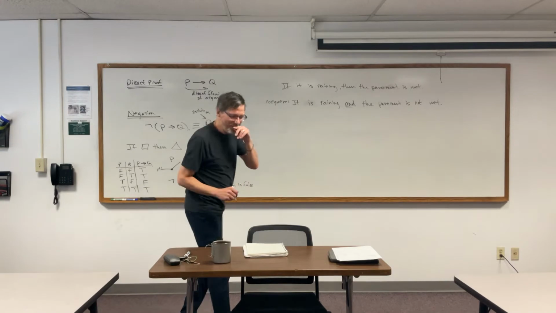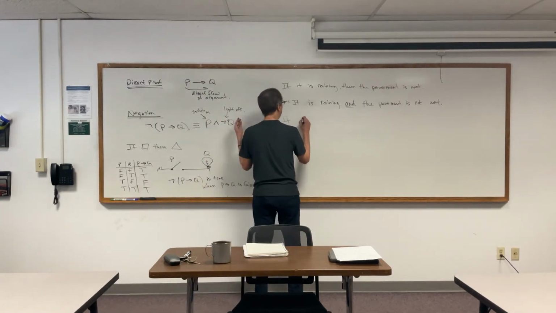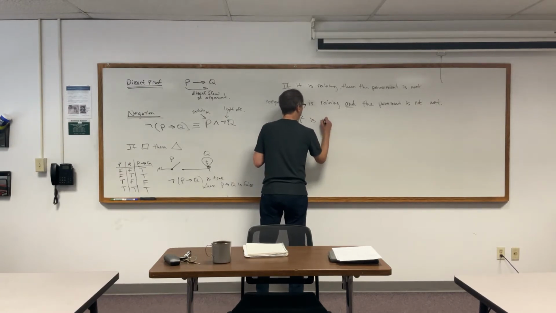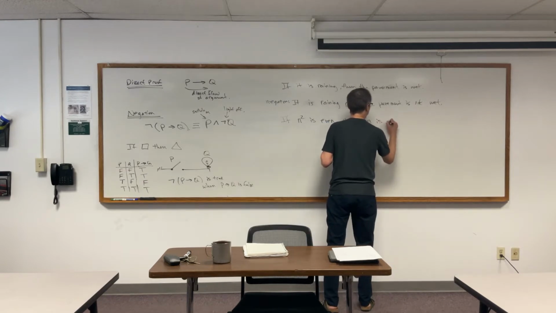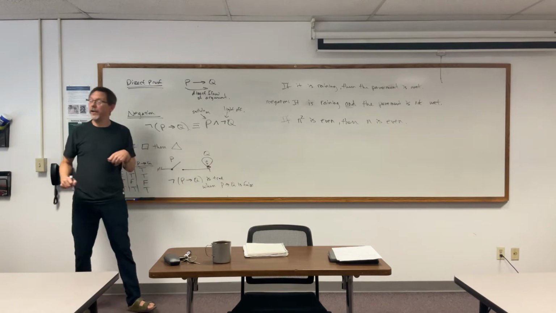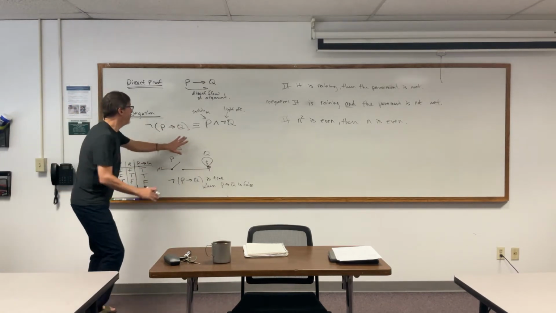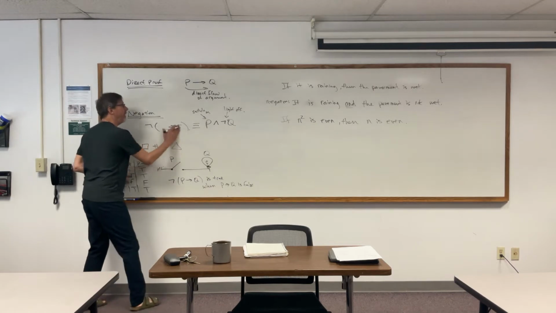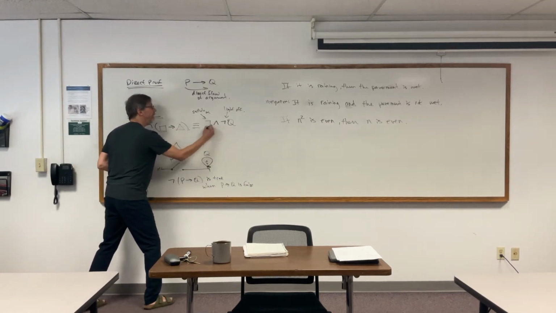So, how about this one? If n squared is even, then n is even. What's the negation of that? So we use the formula, right? We've got the formula here. And how about this? We make it a little bit more fill in the blanky kind of thing.